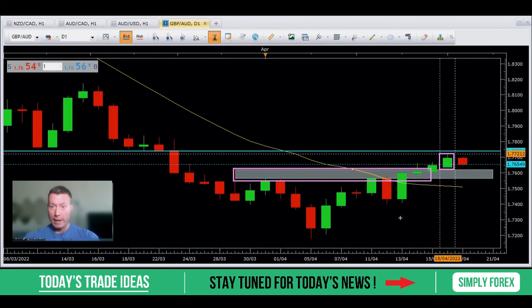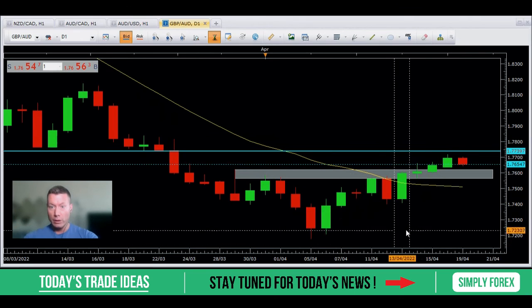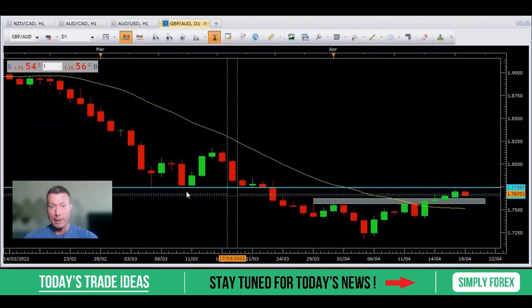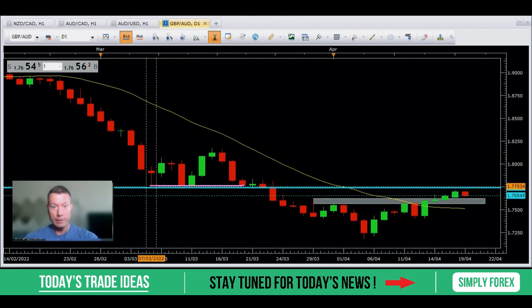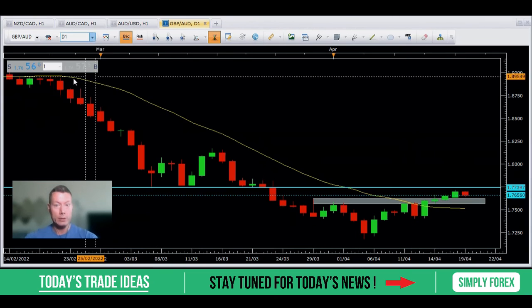Okay, so yeah, we're looking for longs, guys, and we just want to try and take price back up to this last area here, these last lows here. Yeah, we just wanted to take price to that blue line there. All right, guys, so let's look at H1 for execution.